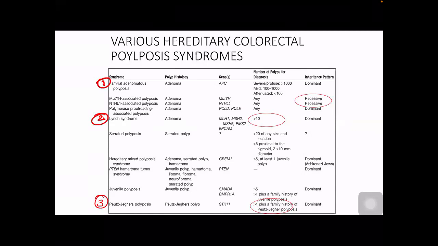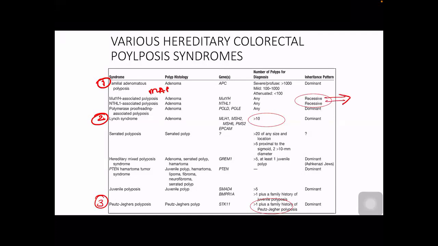You should know what gene is affected, on which chromosome the gene is present, which part of the GI tract or extraintestinal malignancy the particular mutation can lead to, whether it follows an autosomal dominant or a recessive pattern, and some other interesting or peculiar feature present in that particular syndrome. If you see this table, most of the syndromes have autosomal dominant inheritance, except MUTYH-associated polyposis. It is also called MAP, and there is also NTHL1-associated polyposis.